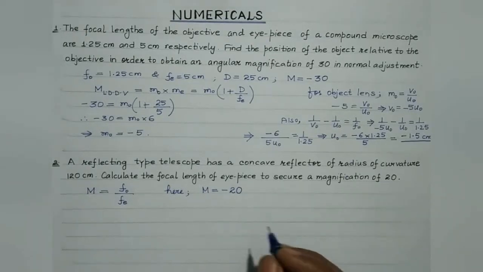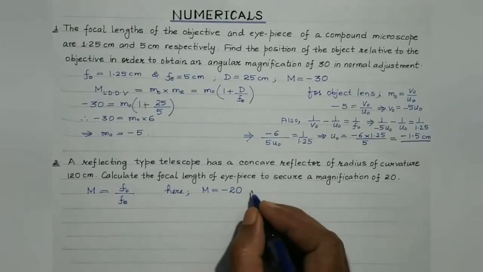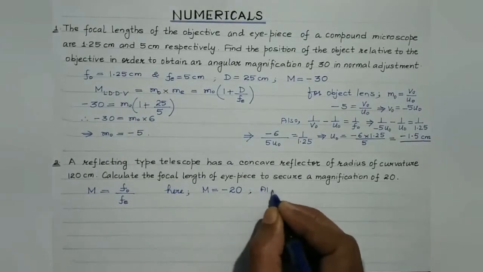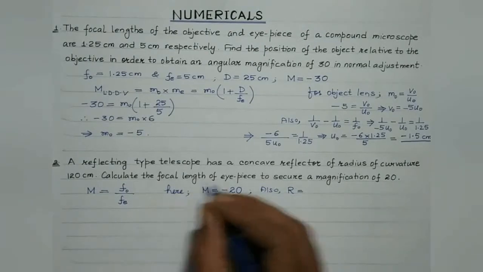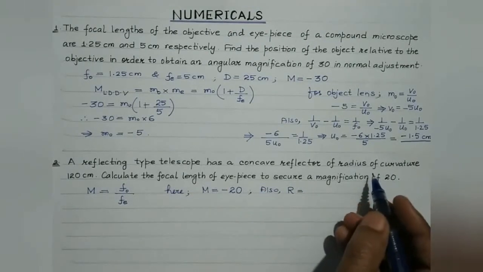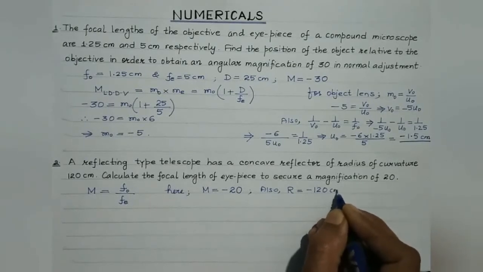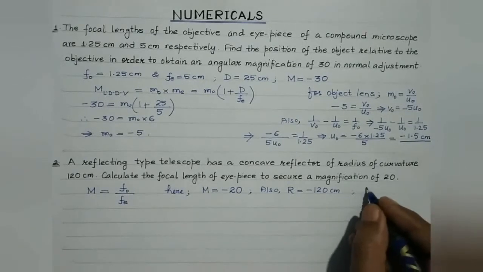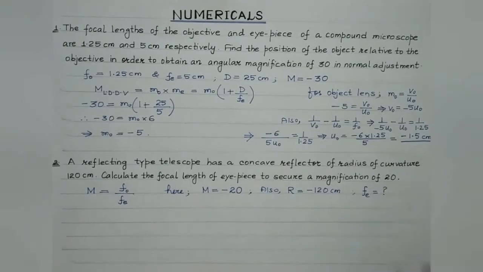The image so obtained is inverted. So therefore, angular magnification is negative, right? Also, the radius of curvature of a concave mirror is negative. So minus 120 centimeter. And the focal length of the eyepiece is to be calculated, right?